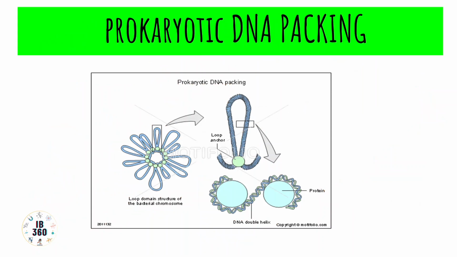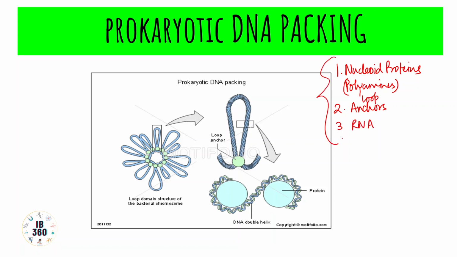So this is another important aspect, that is prokaryotic DNA packing. We know that prokaryotic genetic material lacks histone proteins, and so it is called naked. But packing is still happening. So what are the elements involved? The first are the nucleoid proteins, mainly polyamines. Second are the loop anchors, and third, RNA. These are the three elements involved in packing prokaryotic DNA.